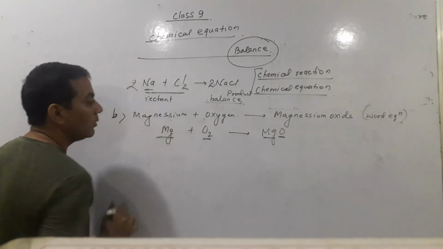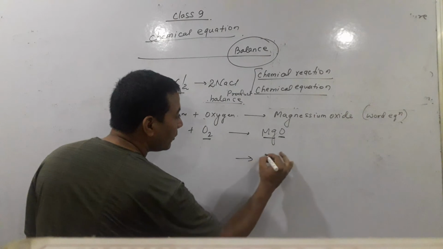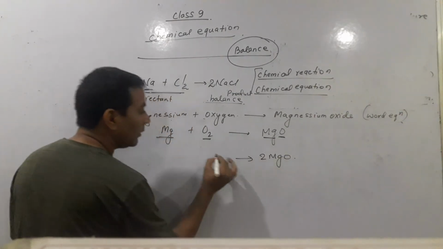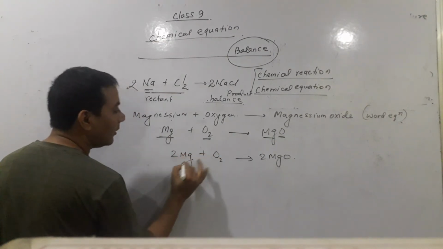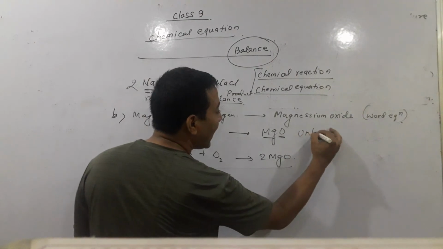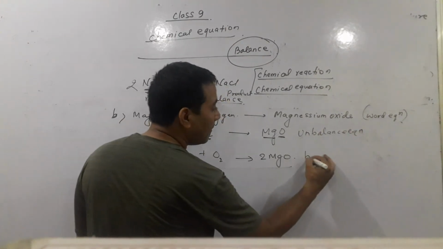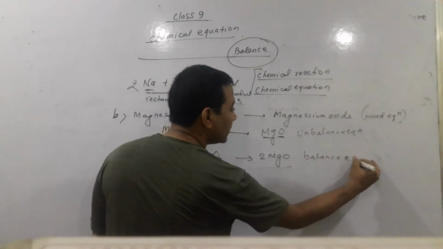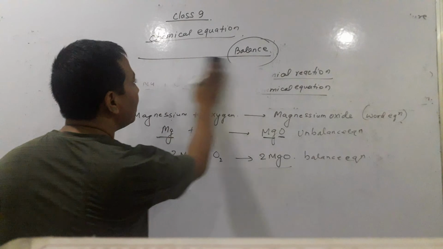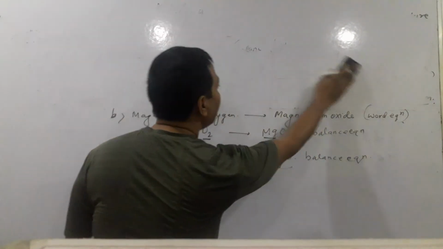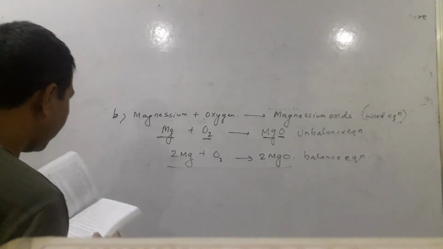So what we have to do? Then we have to make oxygen 2 here. That means we will put 2 MgO here. Then O2. Now which one is unbalanced? 2 Mg. Now this is the unbalanced equation and this is the balanced equation. Okay. First we will practice the easier ones so that you will build up the concept regarding chemical equations. Only after that we will go to the harder ones.